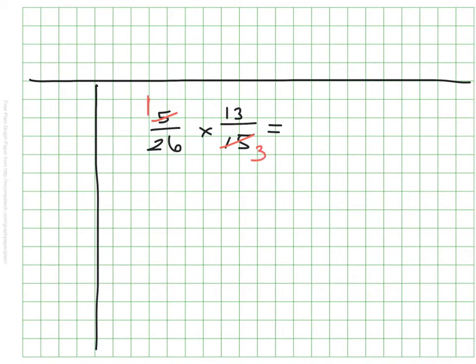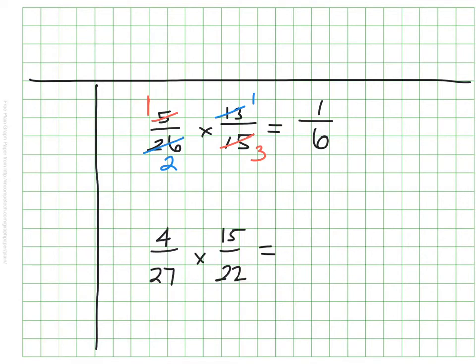I'm going to do the same thing with the other pairing. 13 and 26 can both be divided by 13, which leaves us with 1 and 2. So then when I go ahead and multiply like normal, 1 times 1 is 1, 2 times 3 is 6. All that work that I would have had to do, I would have probably gotten a fraction with pretty large values in both the numerator and the denominator, and I would have had to work my way back down, but this is already nice and tidy for me, 1/6.